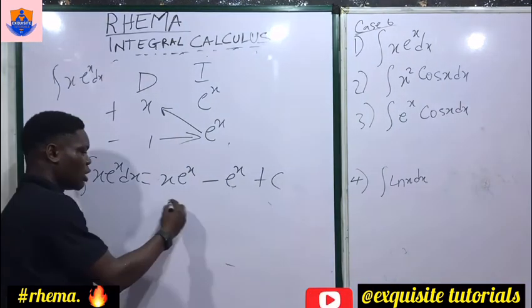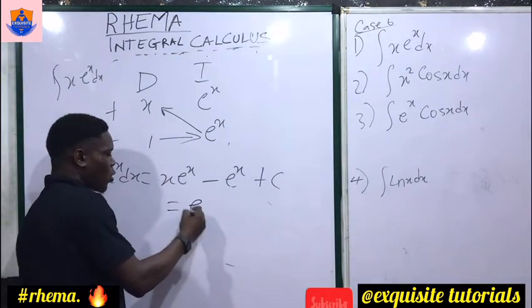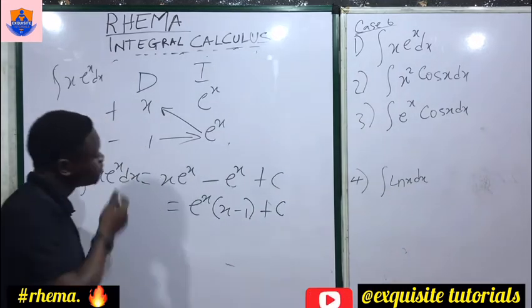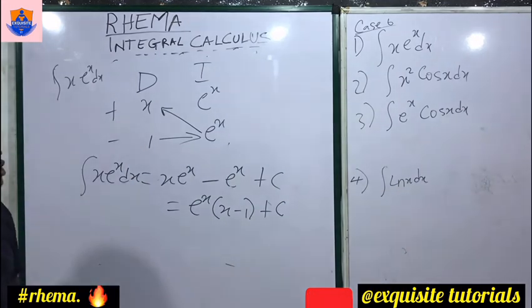Exponential x is common here. I can leave my answer like this, or I'll bring exponential x out. So we have exponential x times x minus 1 plus c. So that's the answer for the first question.